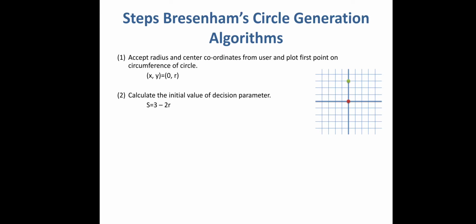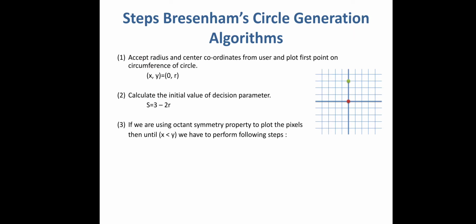So what we got for the initial decision parameter in the previous slides is s equal to 3 minus 2r. Okay, so that is my initial parameter for this Pn. This is my s value. After calculating s, I will select whether I have to select A or B depending on this s value. So I will check if s is less than 0.